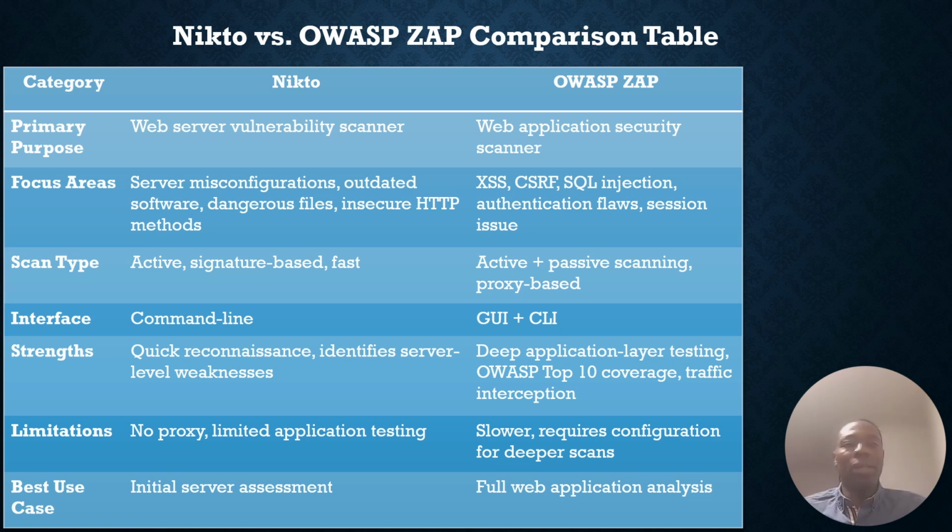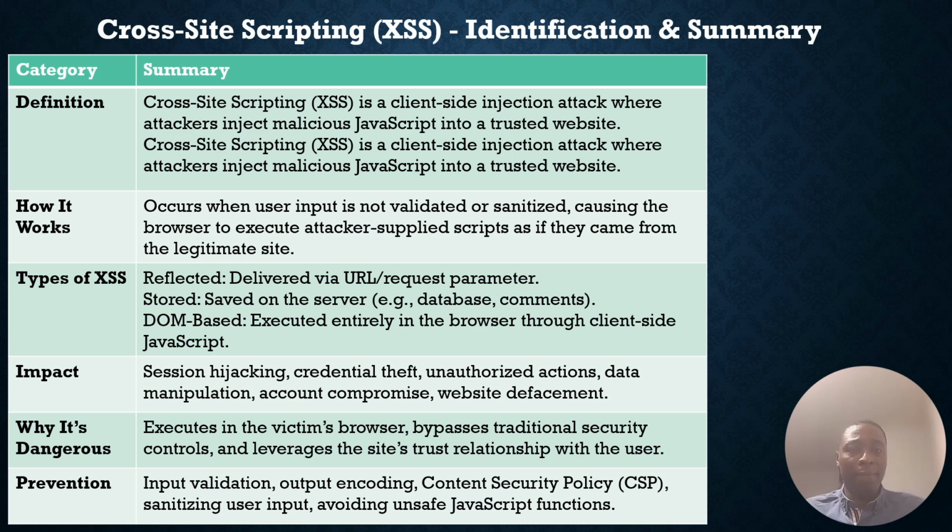I'm using this table to highlight how Nikto and OWASP ZAP complement each other during vulnerability assessment. Nikto is optimized for fast server-side scanning, helping me quickly identify outdated software, insecure HTTP methods, and exposed directories. ZAP goes deeper by analyzing the application layer, intercepting traffic, and detecting issues such as SQL injection, XSS, and CSRF. By combining both tools, I gain visibility into server misconfiguration and application logic flaws, which strengthens my flaw hypothesis methodology and supports a more comprehensive vulnerability mapping process.